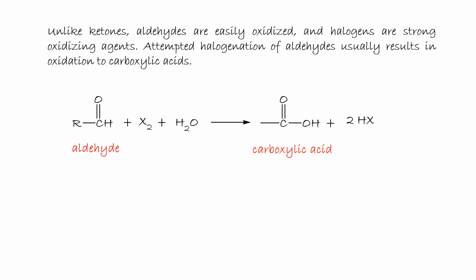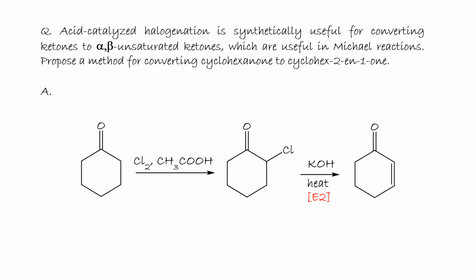Unlike ketones, aldehydes are easily oxidized, and halogens are strong oxidizing agents. Attempts to halogenate an aldehyde usually result in oxidation to form a carboxylic acid. So an aldehyde with halogen in the presence of water, which is an oxidizing agent, will be oxidized to carboxylic acid. Acid catalyzed halogenation is synthetically useful for converting ketones to alpha beta unsaturated ketones, which are useful in Michael reactions.